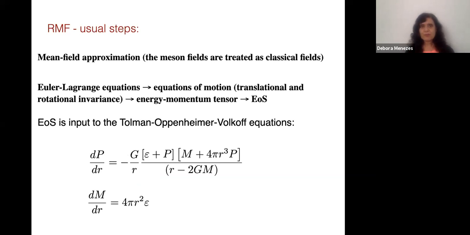So which are the usual steps? We normally perform a mean field approximation, and then we use Euler-Lagrange equations that give us equations of motion, and then we have the energy tensor and equation of state, and finally we compute the energy density, the pressure, and the baryonic density of the system, and then we plug those into the Tolman-Oppenheimer-Volkoff equations and obtain mass and radius.